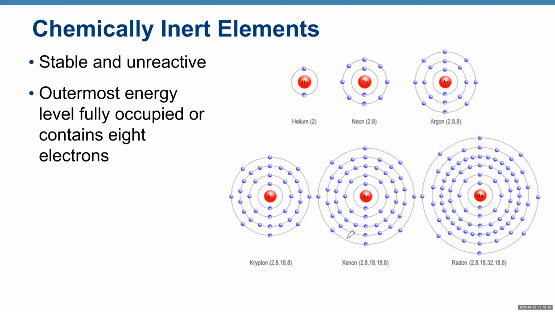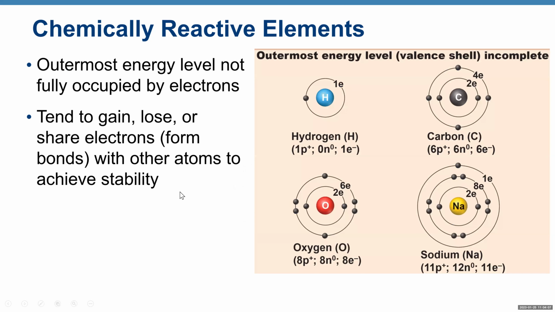So all of these, radon even, xenon, krypton, if you look at the outermost shell of electrons, you can count. We have 1, 2, 3, 4, 5, 6, 7, 8. So each one has 8 electrons on the outermost shell, except helium that has 2. So all of these atoms are stable. So they do not form chemical bonds, right?